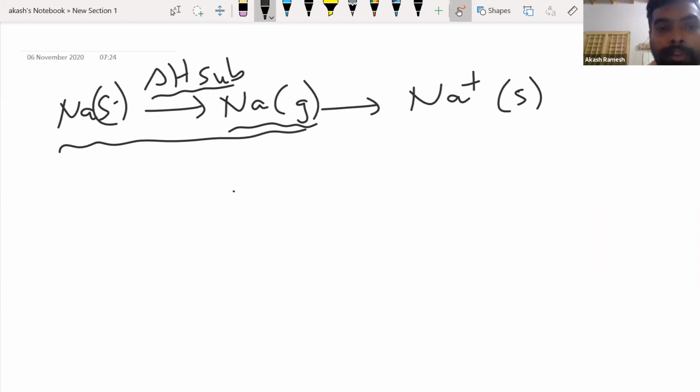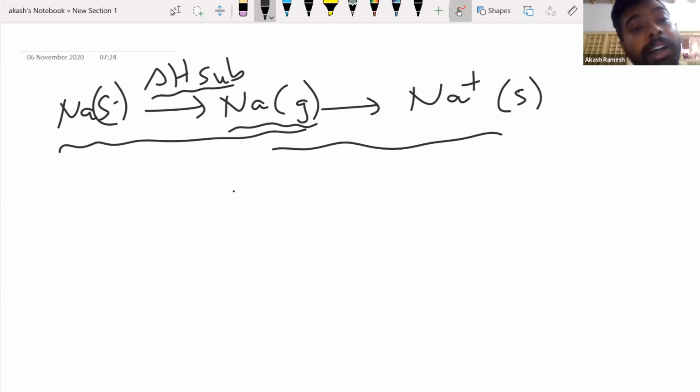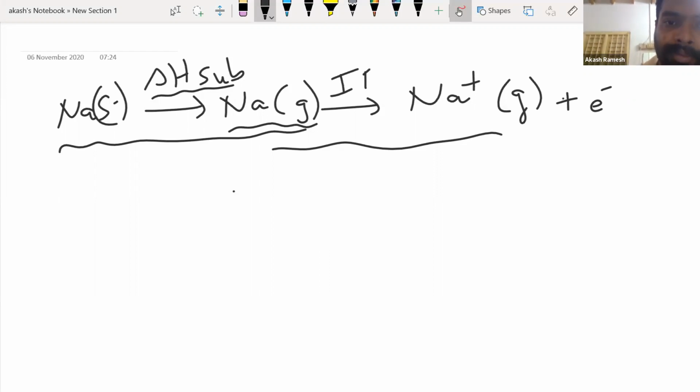Now tell me, for this process, what is the enthalpy associated with this? Ionization, sir. Exactly, this is my ionization enthalpy. Oh, sorry, I wrote it as solid. It's not solid, I'm sorry. This is gas. So Na is becoming Na plus by removing an electron. So what is this here? Ionization energy, or ionization enthalpy, however you want to call it. Fine. Now the sodium is done.